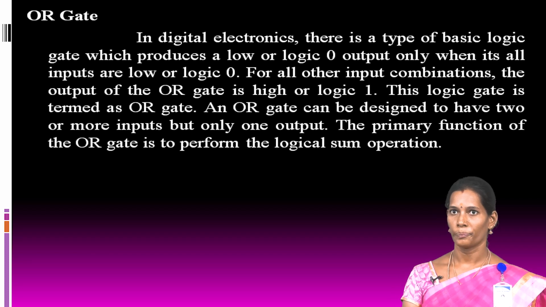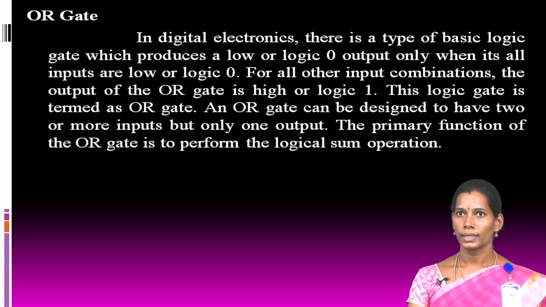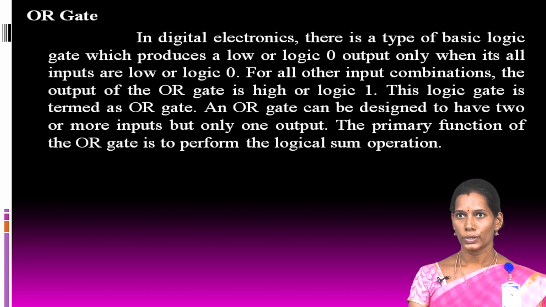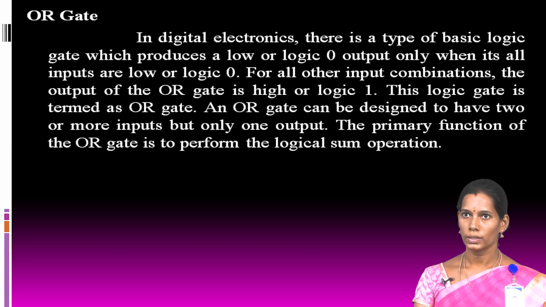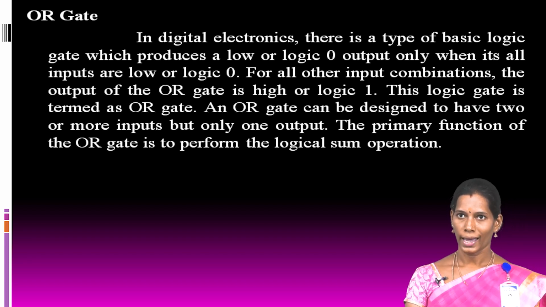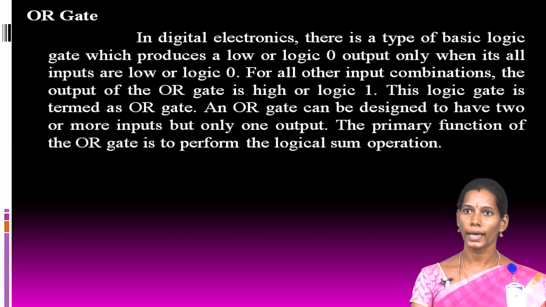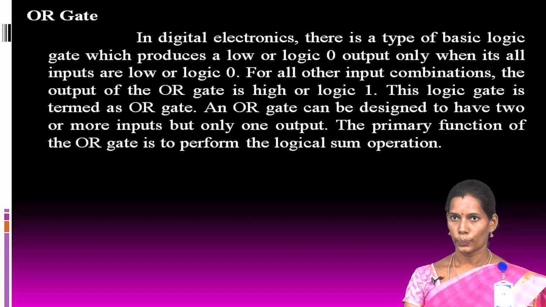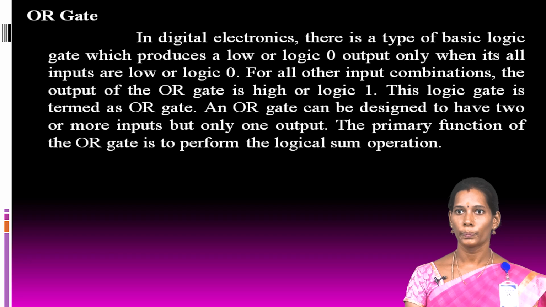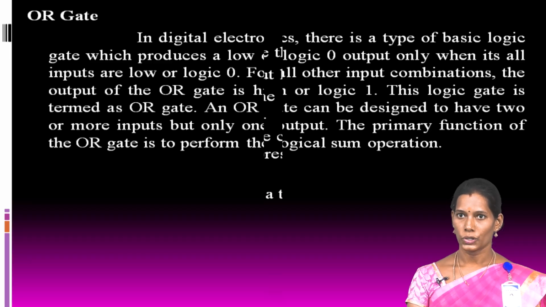Next one, OR gate. In digital electronics, there is a type of basic logic gate which produces a low or logic 0 output only when all its inputs are low or logic 0. For all the other input combinations, the output of the OR gate is high or logic 1. This logic gate is termed as OR gate. An OR gate can be designed to have two or more inputs but only one output. The primary function of the OR gate is to perform the logical sum operation.